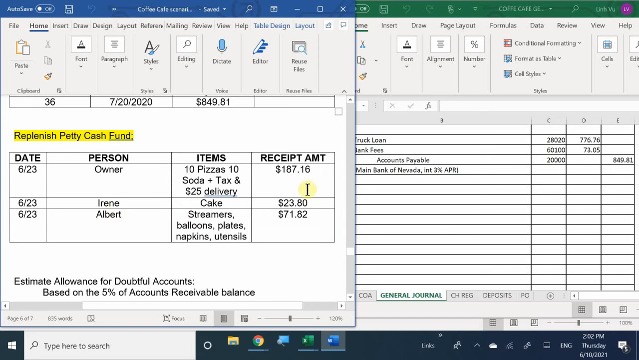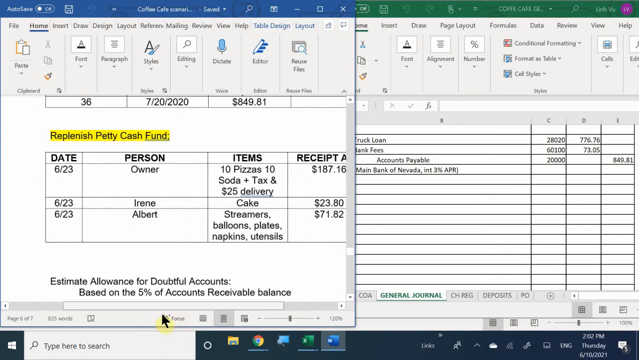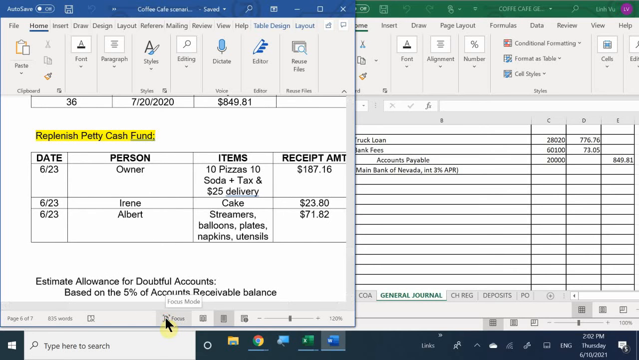So here we have it. We are going to replenish the petty cash fund. So let's take a look here. If you guys remember way back when, I put the date here on the 23rd of June. We had a grand opening party for the business. The owner, Mr. Bob Mason, purchased pizzas, sodas, etc. Here's his receipt for a total of $187.16.